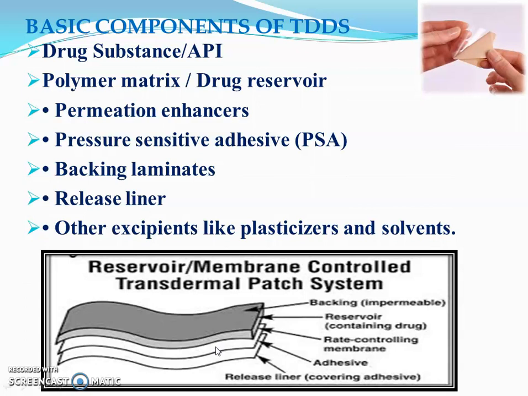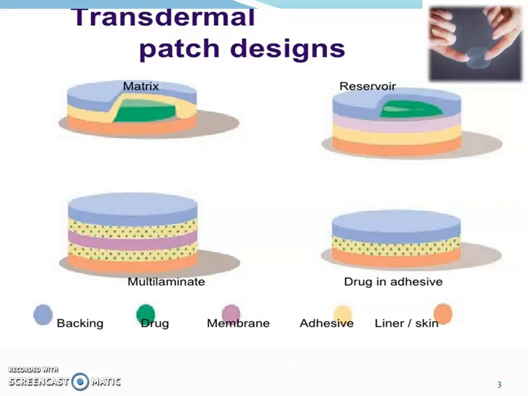type polymer that can be helpful to stick over the surface of the skin. And finally, at the lowest side or below, it is a release liner. So release liners may be removed during the application of transdermal patch over the surface of the skin. So during storage, it protects the drug reservoir. So these are the various basic components of transdermal drug delivery system.